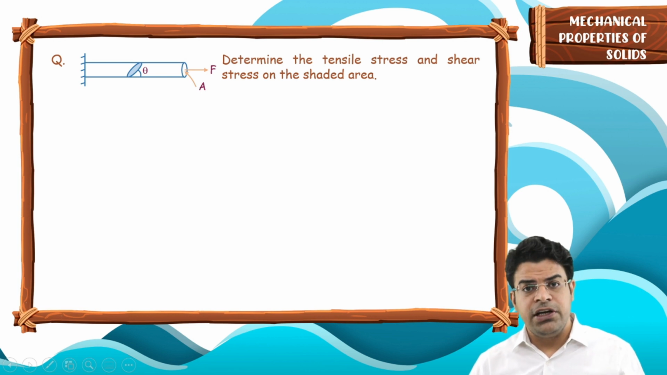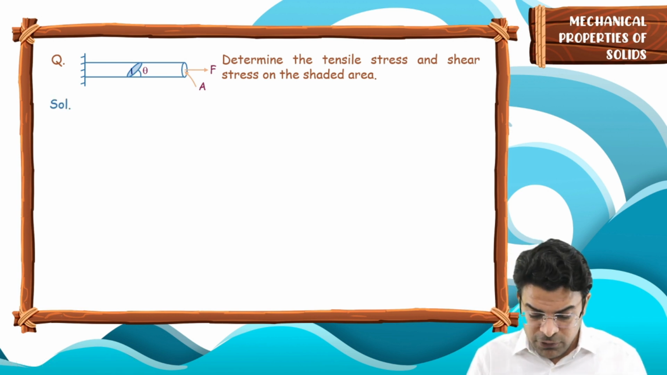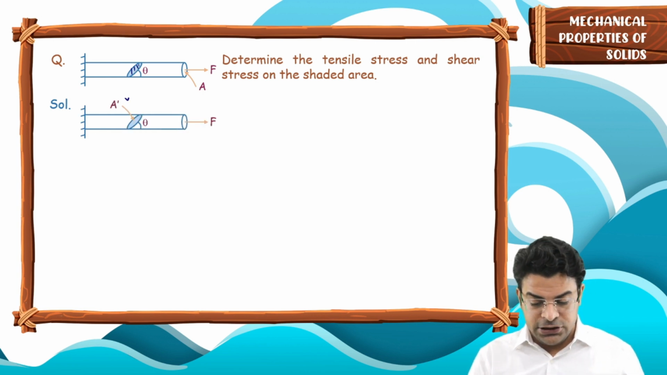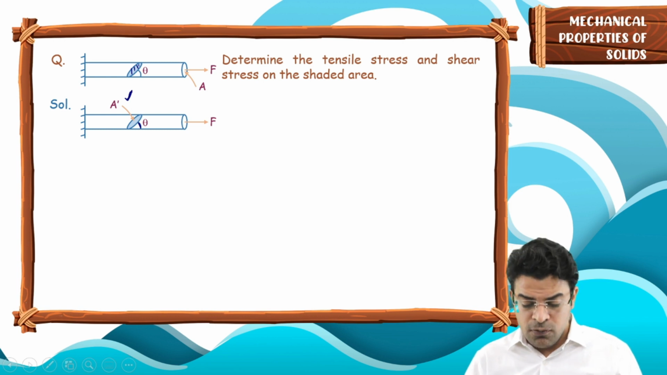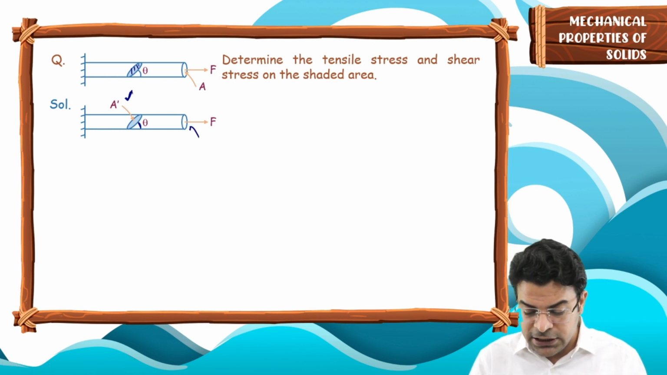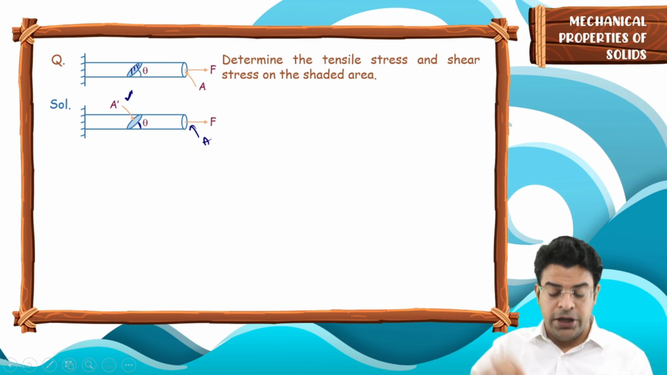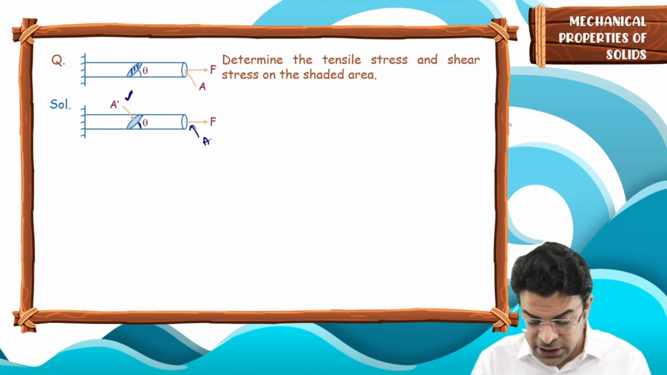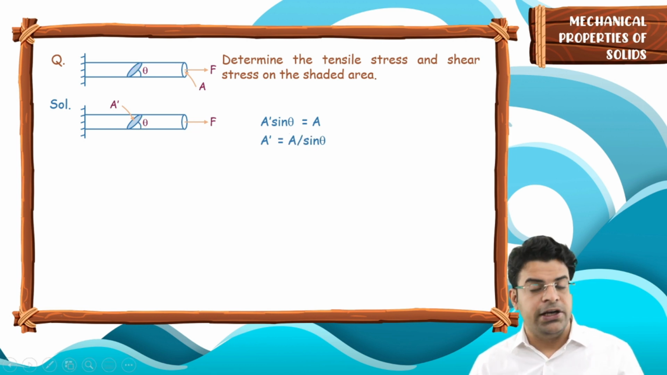The first thing we need to do is that we need to find this area. So if I call this particular area A dash, which makes an angle theta with the length of the rod, what will be the relationship between A dash and A? So you will say A dash sin theta will be equal to A. The component of this shaded area perpendicular to length will be equal to A. So first thing we can say is A dash sin theta equals A. Hence we can say A dash has to be equal to A upon sin theta.